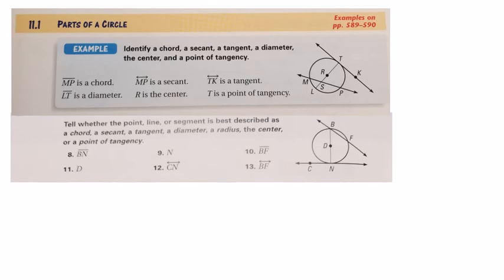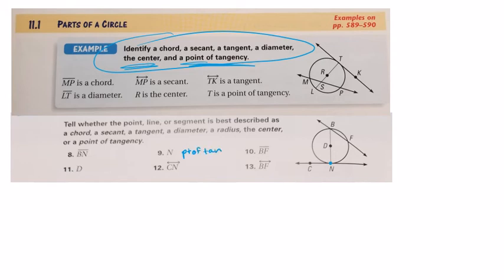This section mainly was about vocabulary: chord, secant, tangent, diameter, center, and point of tangency, and being able to identify those. One that is not in this list is also radius. So for example, number 9, we're looking at point N right here. The two different points that it talks about are the point of tangency and the center. So is it in the center? No. So this would be the point of tangency.